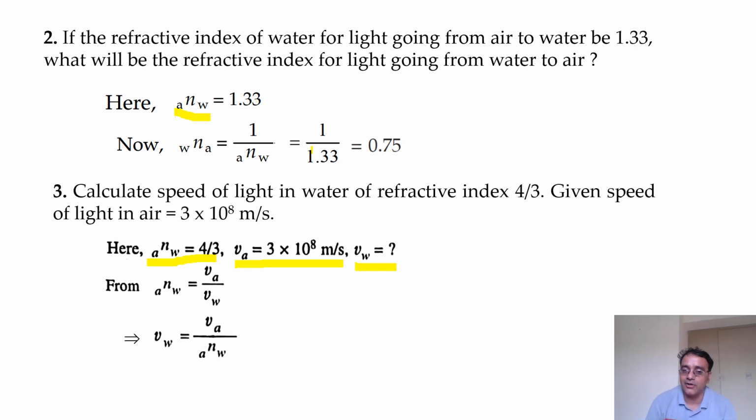Now we'll substitute all the values. बिफोर दैट हम लोग को इसमें एक्चुअली में निकालना है VW. सो VW और NW को इंटरचेंज कर लो. So we will get this. Now substitute VA, that is 3 into 10 to the power 8, and NW, that is 4 by 3. So we'll get the answer 2.25 into 10 to the power 8 meter per second.